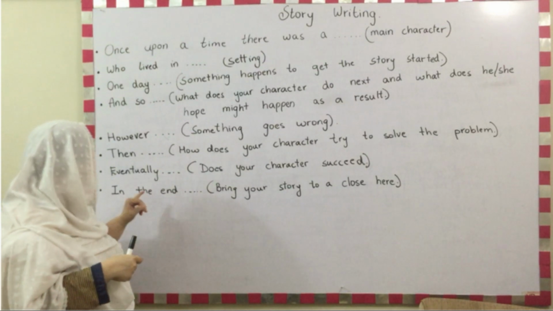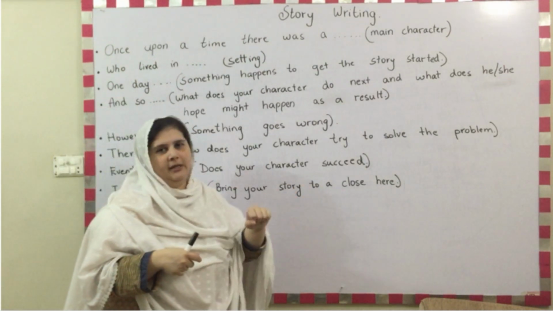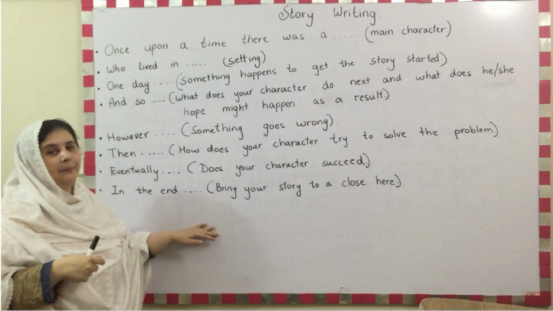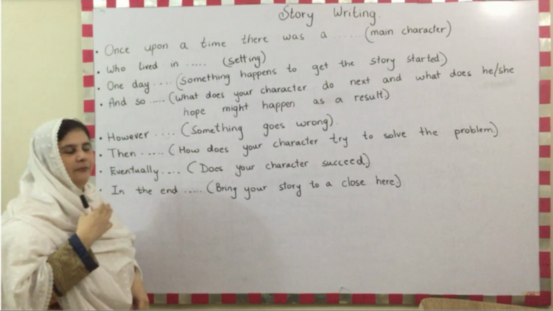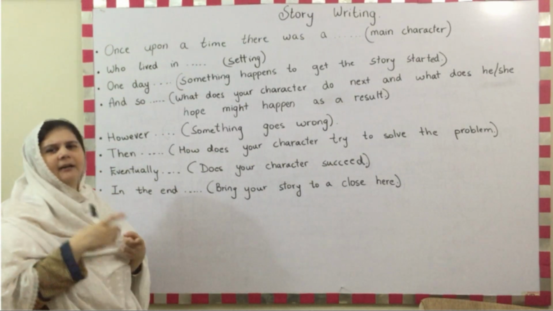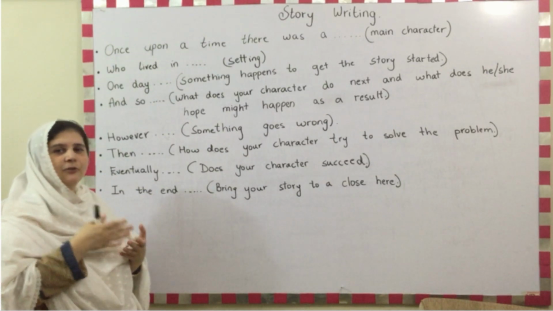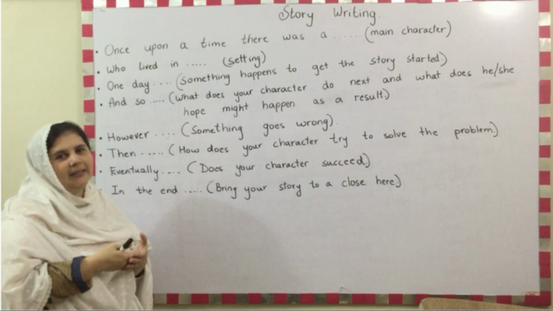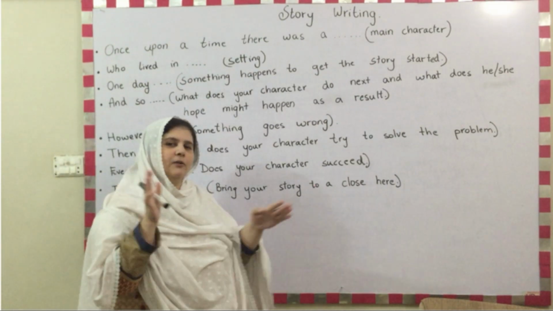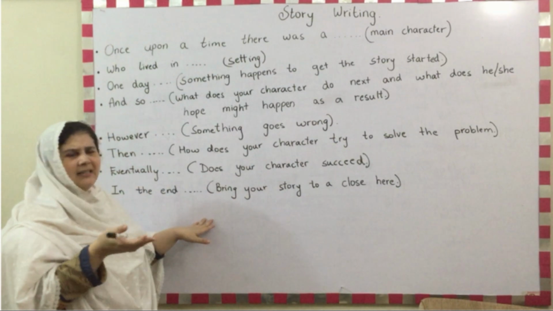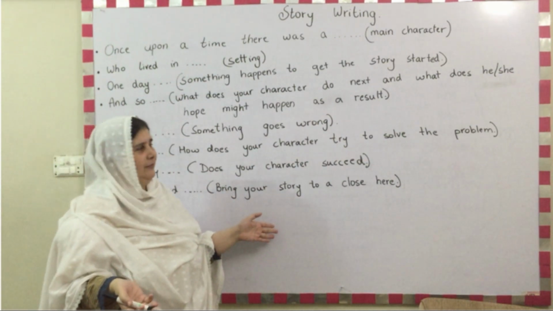with the king. In the end, bring your story to a close here. In the end, what happened? The prince came looking for her. He found her through the glass slipper. He found her, and then he took her away to the palace, and they married and they lived happily ever after. So in our last part, we closed down our story, and in the last line we usually write, since it's Cinderella, and they lived happily ever after.